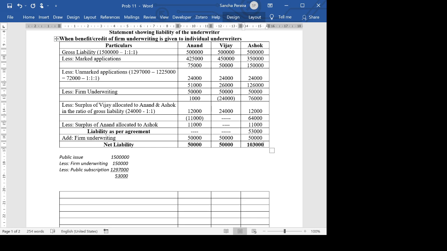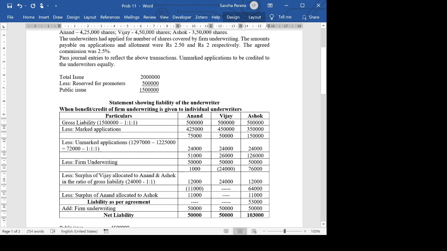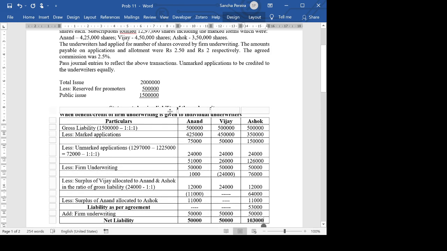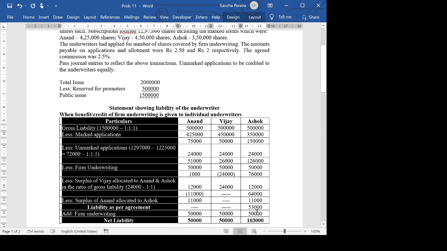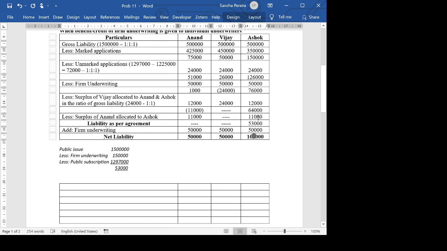Any questions with regard to the statement? I think even if you solve under benefit not given, you'll get the same answer. That is, Ashok will have to take up 53,000. Why? Because everything is equal. The firm underwriting, first of all, is all equal. It's all divided also equally. So it almost comes to the same. If you want, you can try it out.